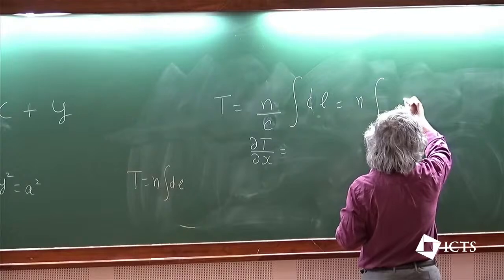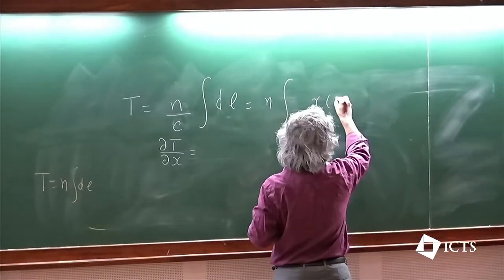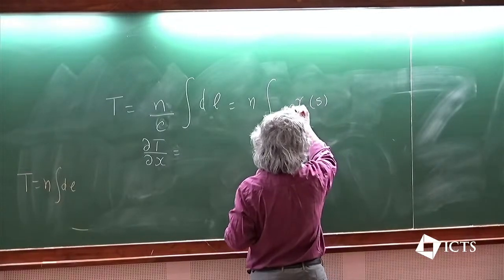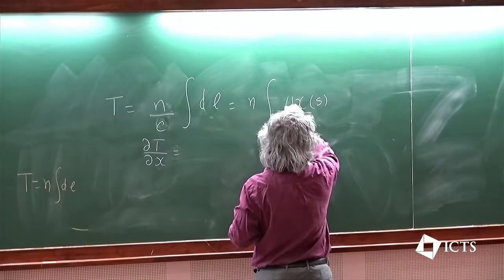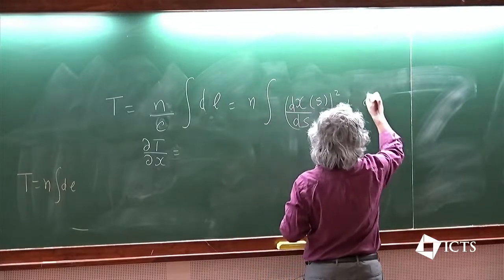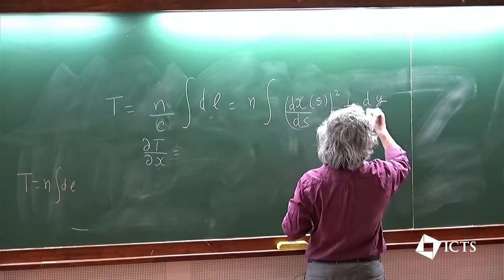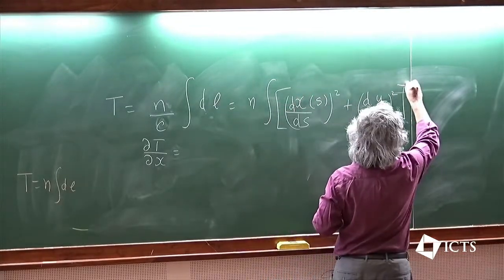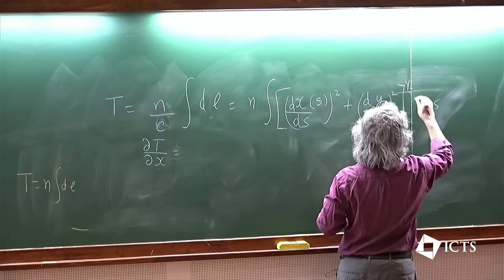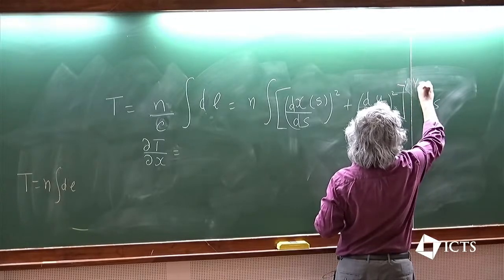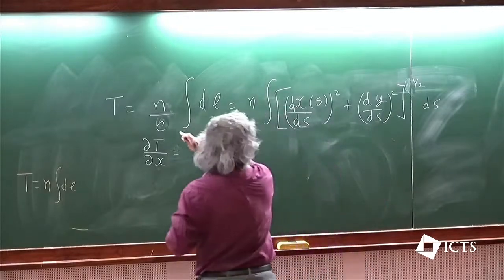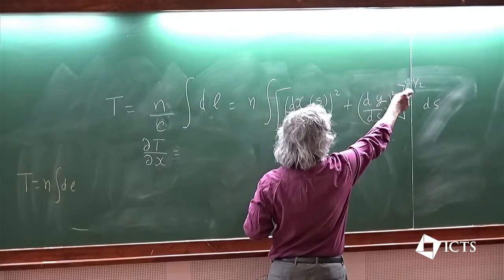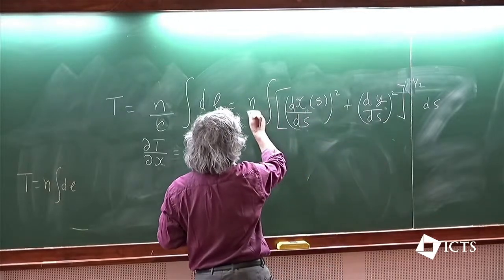Now, suppose I take x and y as functions of some number s, which is not necessarily the distance. The integral of the square root of dx by ds squared plus dy by ds squared, times ds. This will be the time, because dx squared plus dy squared under root has the dimension of distance. So this is dimensionally correct.